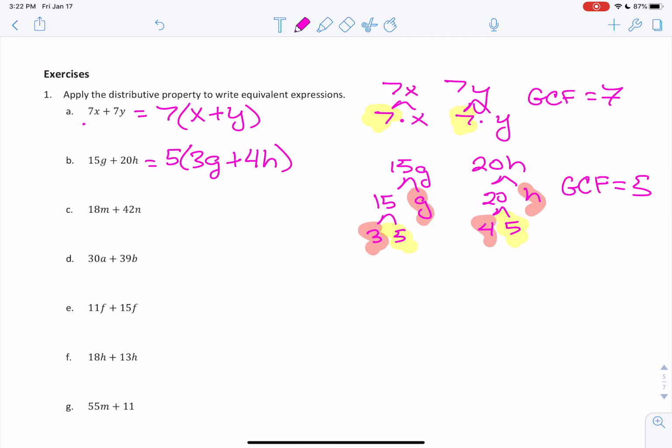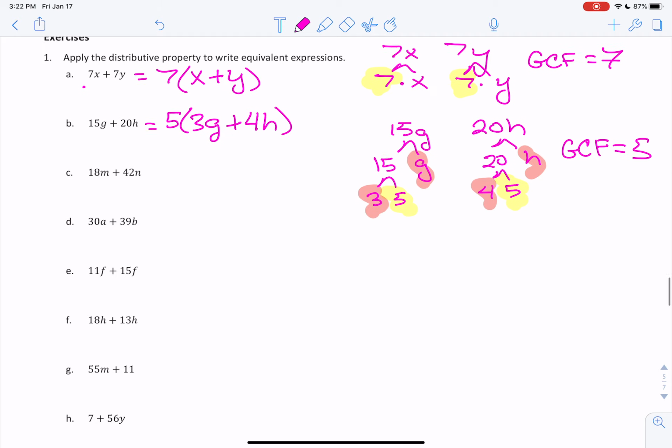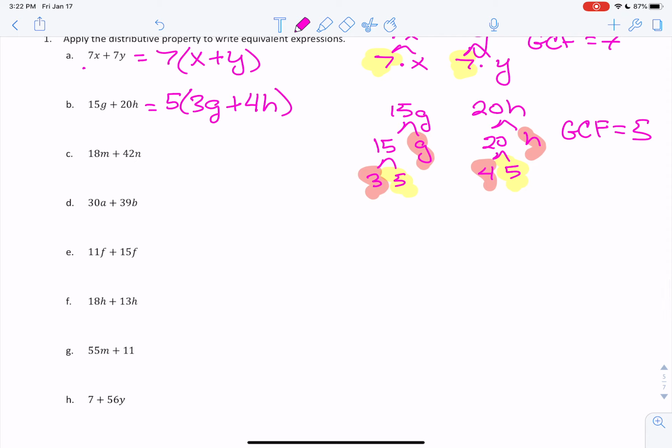Go ahead and pause the video. Do C through H, and then restart the video when you're ready to see if you got the correct answers. Go ahead and pause the video now. All right, welcome back. So here are the answers for C through H.